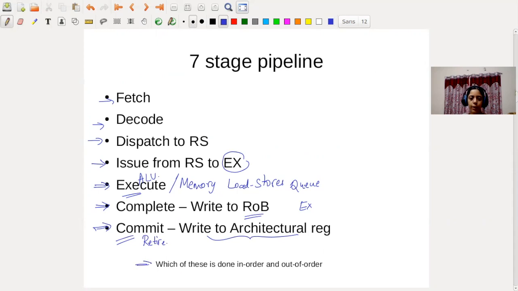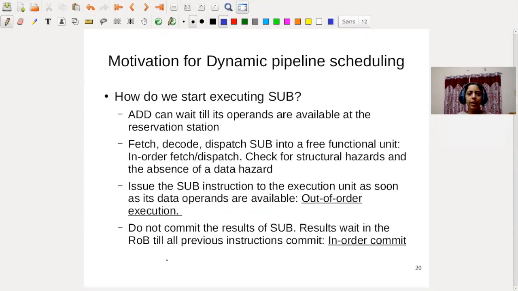So of course, now you know which of these is done in order and out of order. So finally, to sum up, what was the motivation for out of order execution? This is also called dynamic pipeline scheduling because the scheduling of the pipeline is happening at runtime dynamically, and that's why it's called dynamic pipeline scheduling, or it's also called dynamic issue processors. So basically, we came up with a question of how do we start executing the sub, which was independent of the other instructions. So we made add wait in a reservation station till its operands are available.